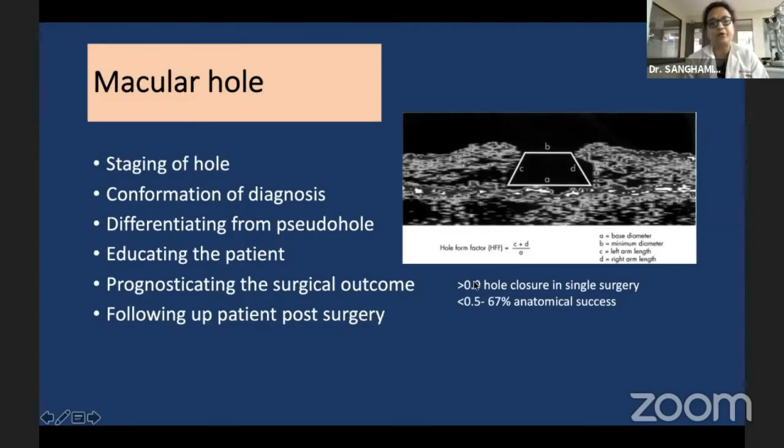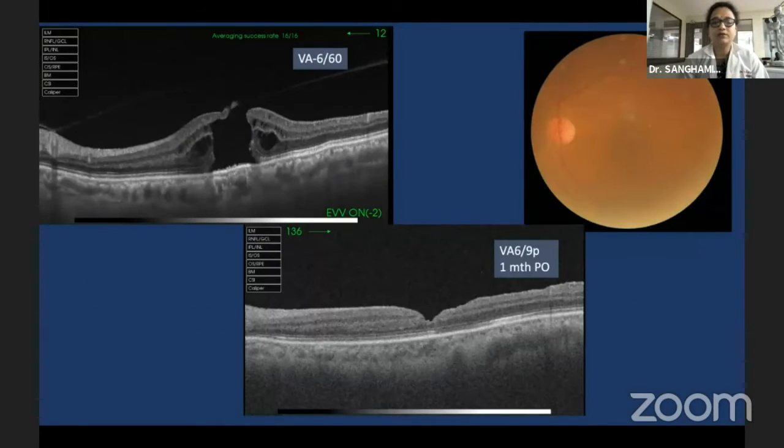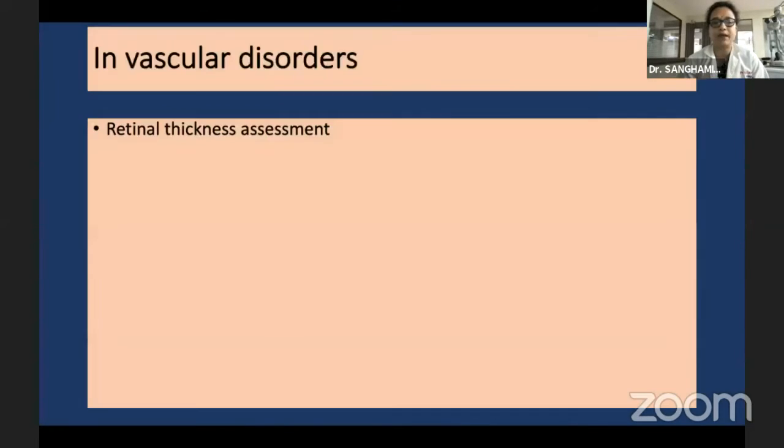How is it helpful in prognosticating? If the hole form factor is more than 0.9, the hole usually closes in a single surgery. If it's less than 0.5, then 67% anatomical success rate is seen. So this was again one of my cases wherein there was a macular hole with a visual acuity of 6/60. Post-operative 1 month, the patient improved to 6/9.